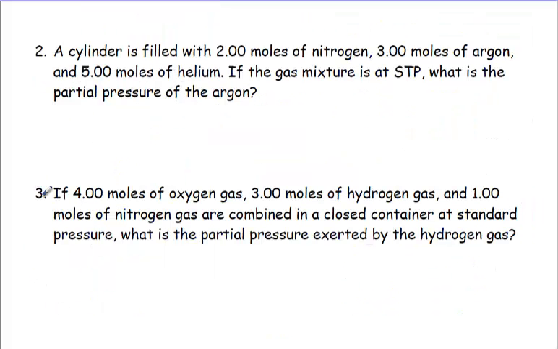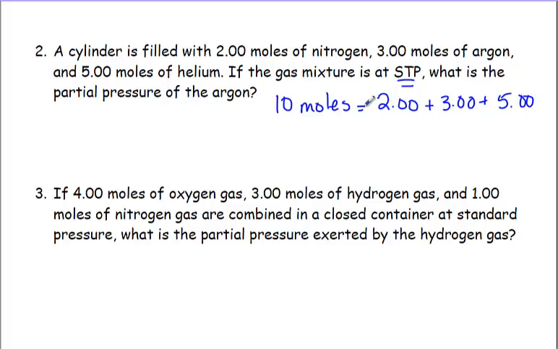Next problem, number 2. A cylinder is filled with 2 moles of nitrogen, 3 moles of argon, and 5 moles of helium. If the gas mixture is at STP, what is the partial pressure of the argon? We kind of have to figure out a fraction here, guys. The total has got to be the sum of all. So if you have 2 moles of nitrogen, 3 moles of argon, and 5 moles of helium, we add up the number of moles and we get a total of 10 moles. That's 2 plus 3 plus 5.